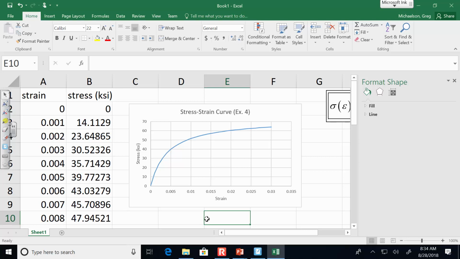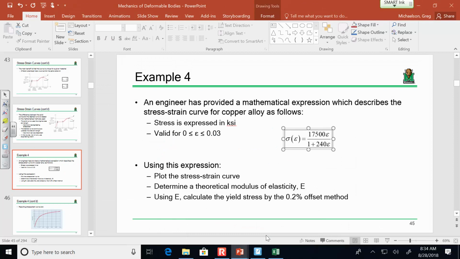Okay, so far so good? So is everybody okay on the plotting aspect? Okay. Now, let's look back at the example because I do want to go through the example and make sure that we're clear on a couple things.